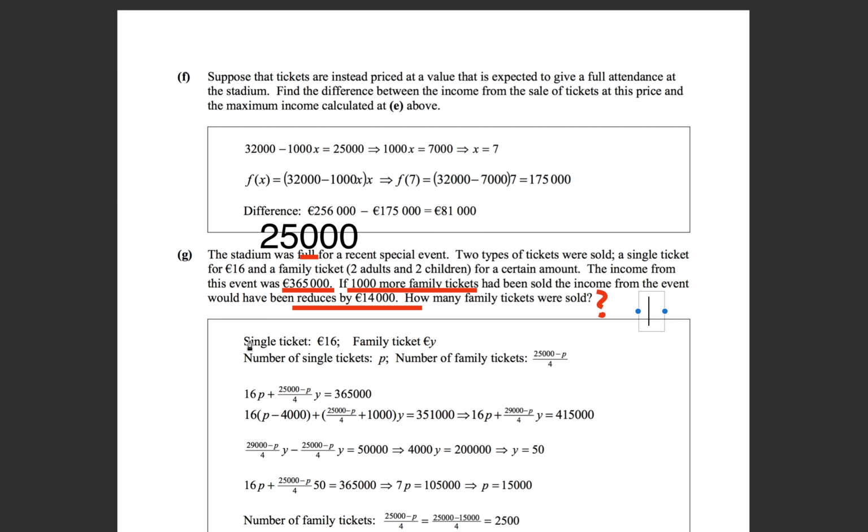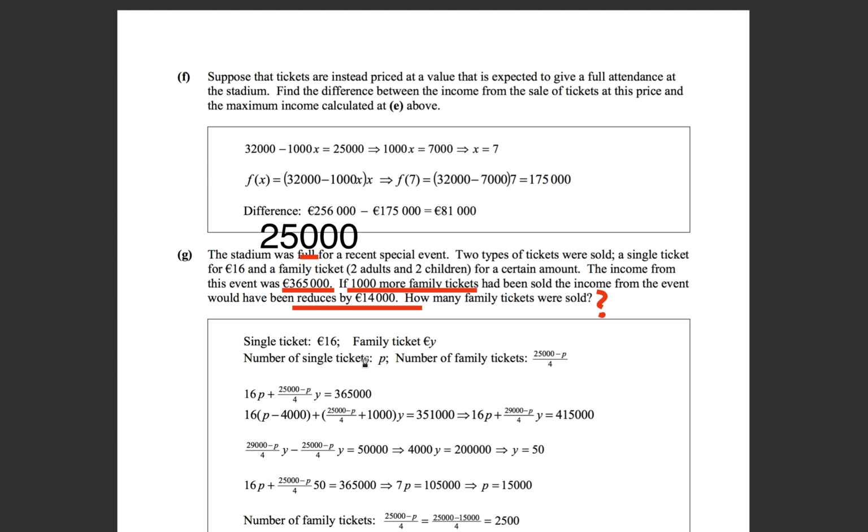First of all, whenever you have an applications question for a function, you want to label all of your variables. You want to label all of the different pieces of information. If you know them, great. If you don't, call them X or Y or A or B, something like that. So single ticket price is 16 euro. Family ticket price is Y euro. You could call this anything. We're going to call it Y. We don't know that, but we don't have to find it out. What we want to know is how many were sold, but we will need to use it in the equation.